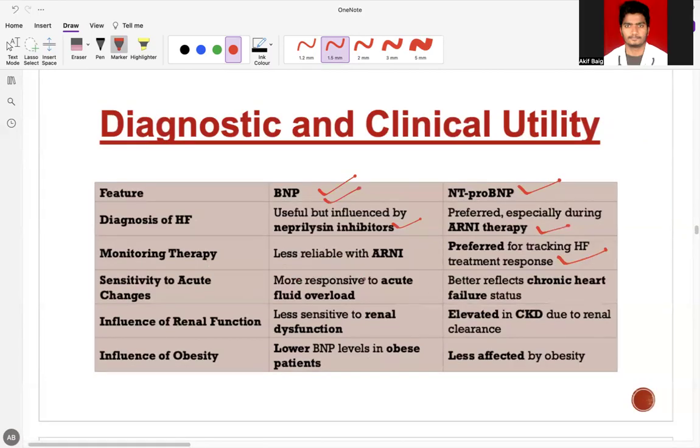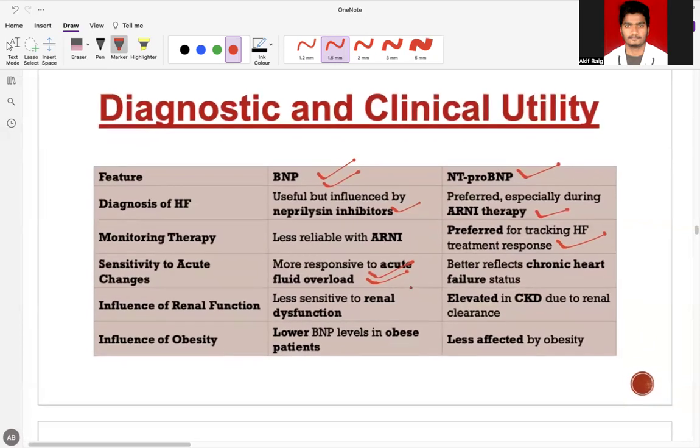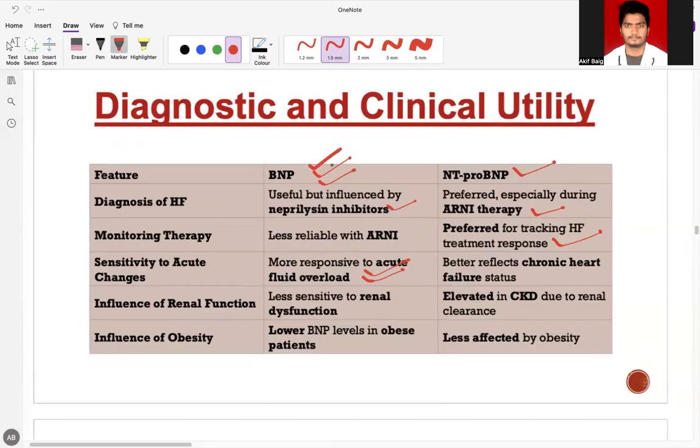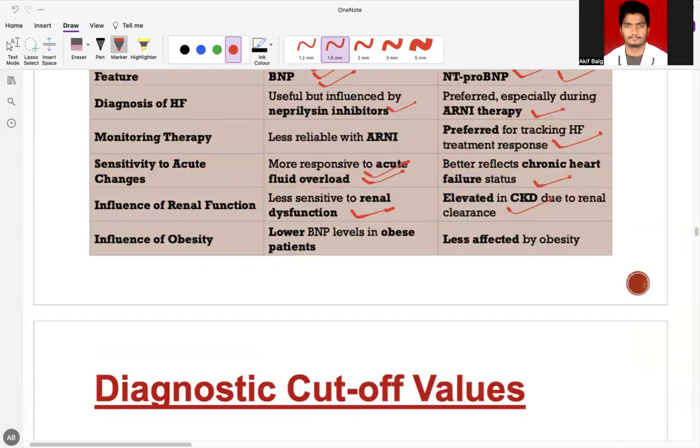Sensitive to acute changes: as I've already discussed, BNP is more sensitive. It is very unstable and more sensitive to acute fluid overload. Suppose patients with kidney disease have a slight change in volume overload, there will be a lot of fluctuations of the BNP. So NT-proBNP better reflects the chronic heart failure status. As for the influence of renal function, BNP is less sensitive to renal dysfunction, while NT-proBNP is elevated in CKD. Also in obesity, because of faster clearance in obese patients, BNP levels are usually low, whereas NT-proBNP is not affected by obesity.